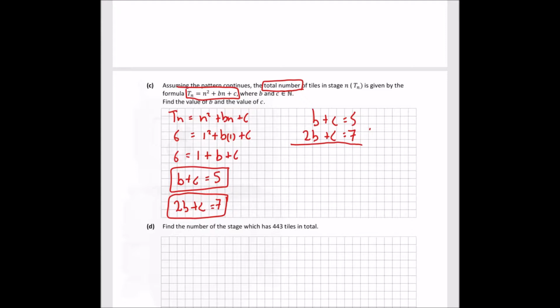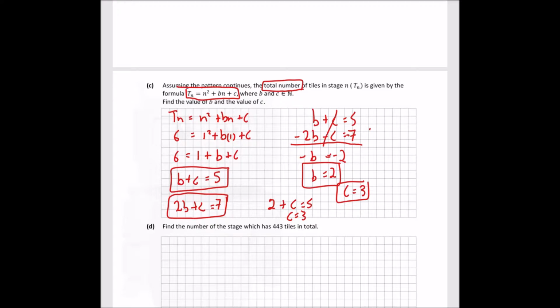So first of all, I need to change the signs. So that'll be a minus, that'll be a minus, that'll be a minus. Add vertically now. B and minus 2b is minus b. C's cancel. 5 and minus 7 equals minus 2. Minus b equals minus 2, so b equals 2. And I take any one of these equations again. Okay, I'll take the b plus c equals 5. But I know b is 2, so I put in 2 for b, so that means c equals 3. So C equals 3.